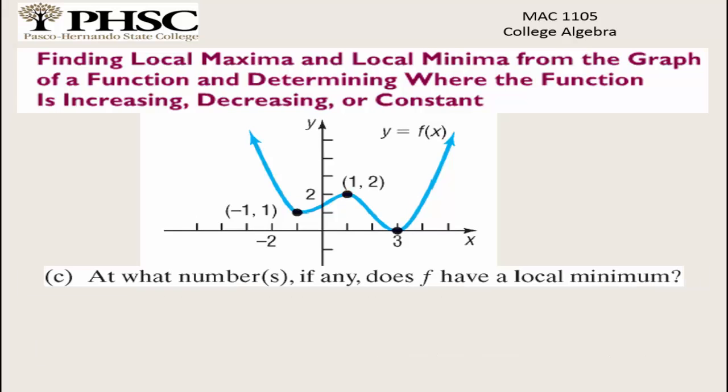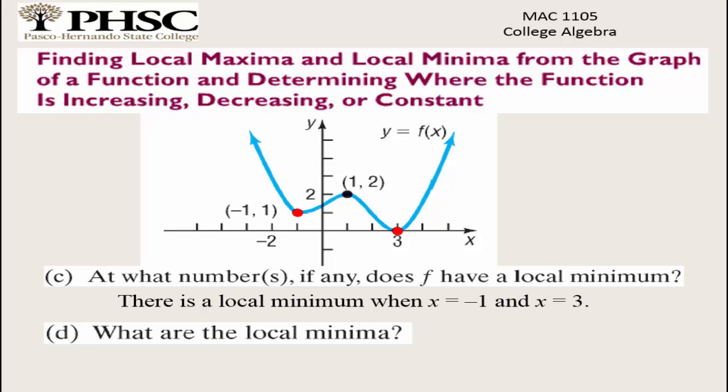So at what numbers, if any, does f have a local minimum? Here we can see that minimums occur when x equals -1 and x equals 3. And what are the values of these local minima? They are 1 and 0.